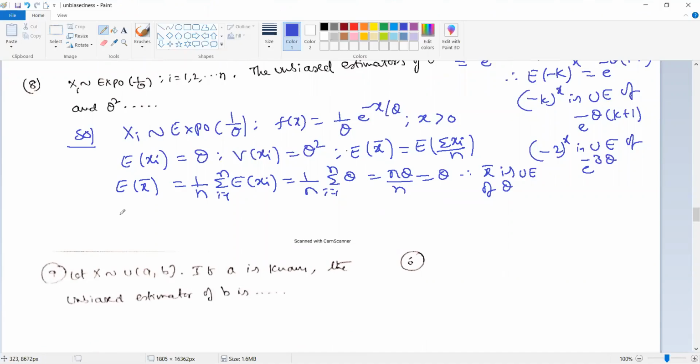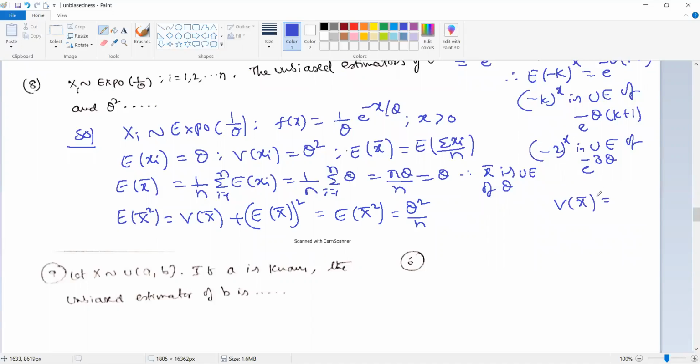Now here we have to find θ square. So E of x bar square is equal to the variance of x bar plus, and x bar is a statistic, so this is the suitable statistic for θ square: E of x bar whole square. This is a formula. So now E of x bar square is equal to the variance of x bar, which is sigma square by n. Sigma square in this case is θ square, so θ square by n. The variance of x bar formula was explained in the last video.